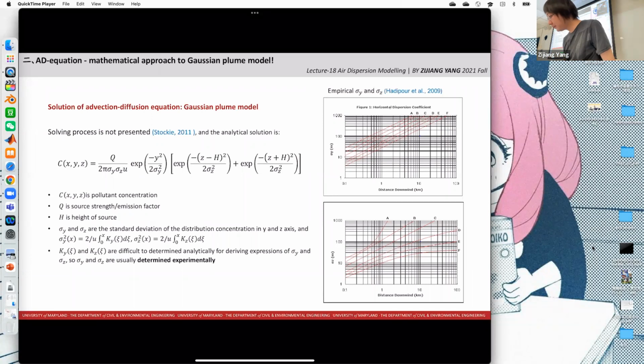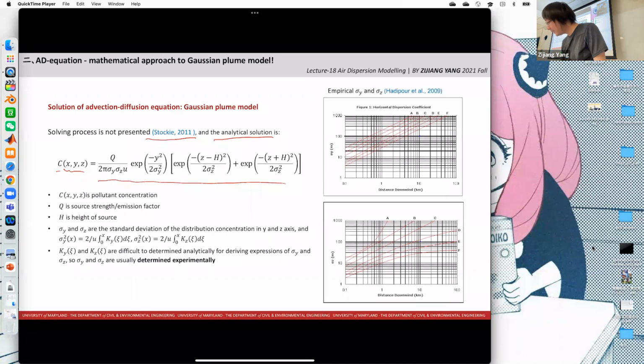And the solving process is presented in this paper, and I have uploaded it on Canvas. And the analytical solution is something like this. So we can see the concentration is a function of x, y, z, which is the coordinates or the position of a specific point. This equation is a little bit tricky and complicated, but if we look at this, we can find something.